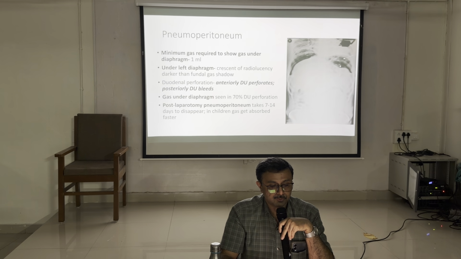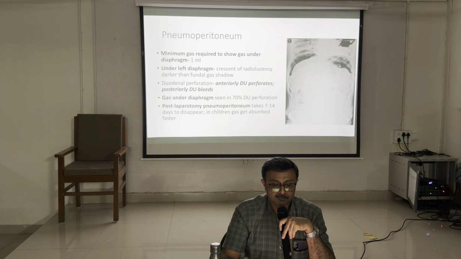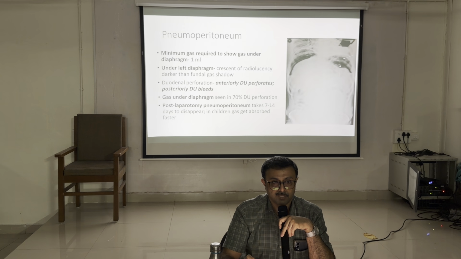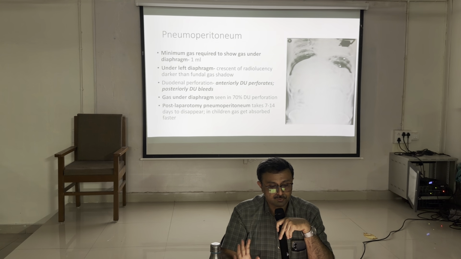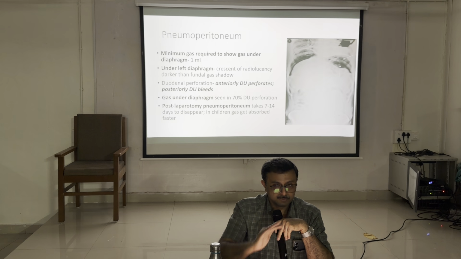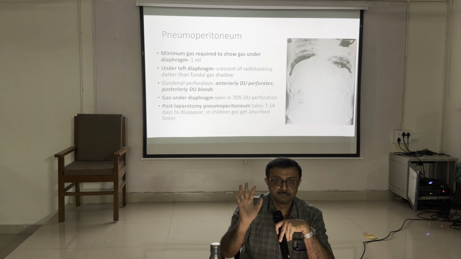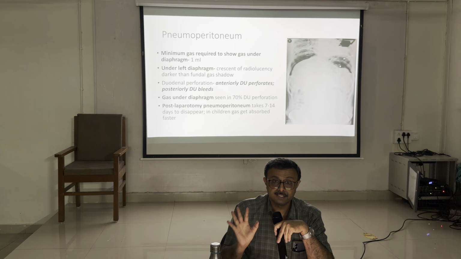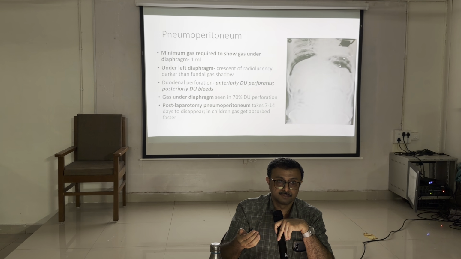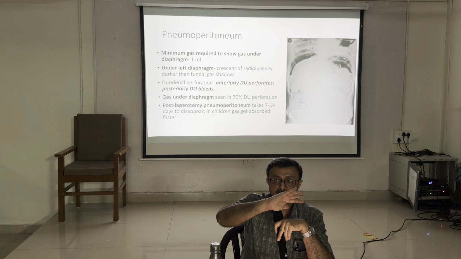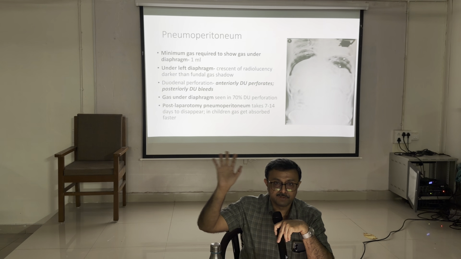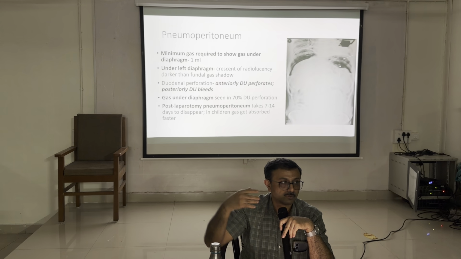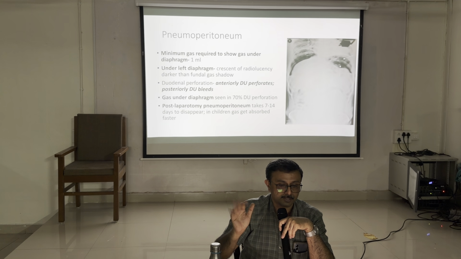Okay, so the minimum gas required to show gas under the diaphragm is 1 ml. If it is less than that amount, free gas under the diaphragm may not be visible. Other signs can be visible. Gas can be inside the peritoneal cavity. There are other signs. If free gas under the diaphragm is not visible, it is not necessarily that there is no pneumoperitoneum. It is not like that.